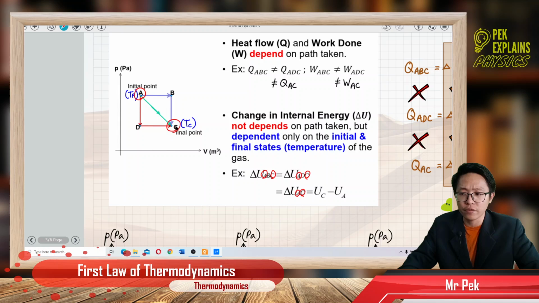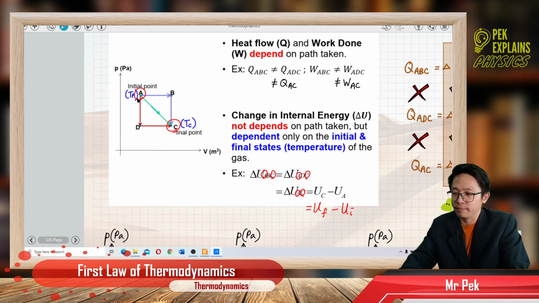The change in internal energy for the whole process, no matter what path taken, is still the final internal energy minus the initial internal energy. What is the final internal energy? It is the internal energy of C. The initial internal energy is the internal energy of A. So it is UC minus UA. UC depends on temperature C, and UA depends on the temperature of A.